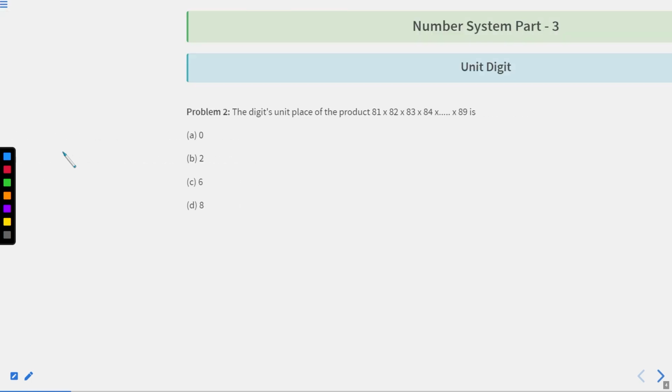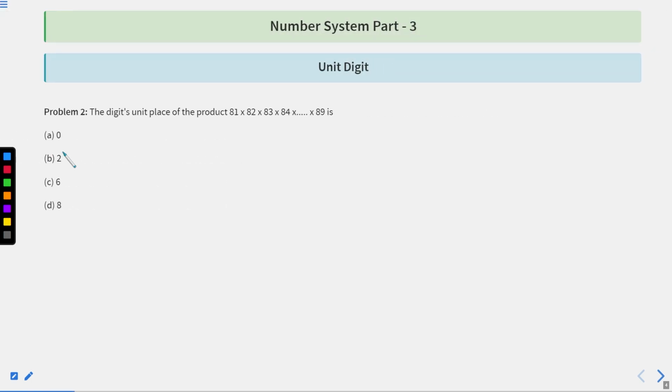So moving on to problem number 2. We need the digit at the units place of the product 81 times 82 times 83, and it goes till 89. So we have to find the unit digit in this number. That means when I multiply these numbers, I will get an integer, correct? So we have to find the unit digit of that number. So what will be the number?